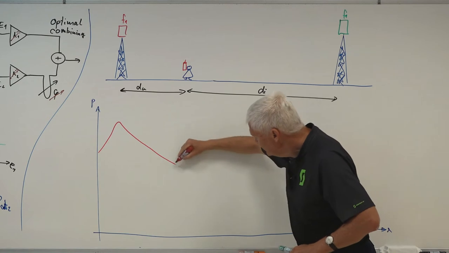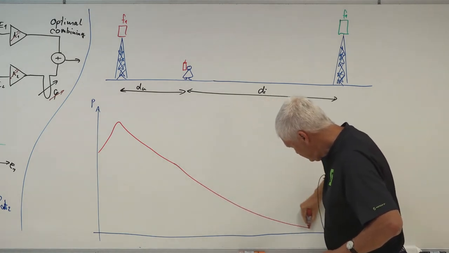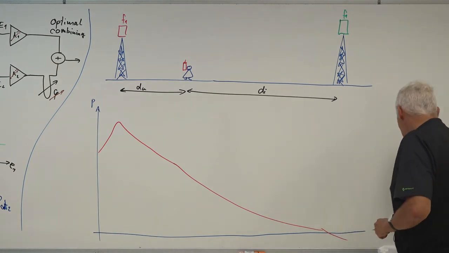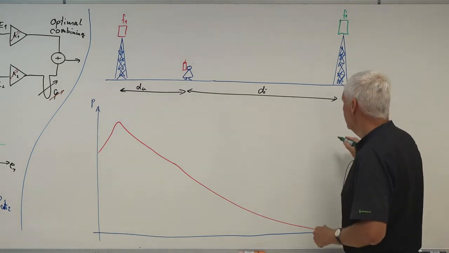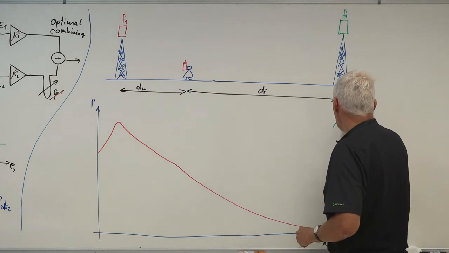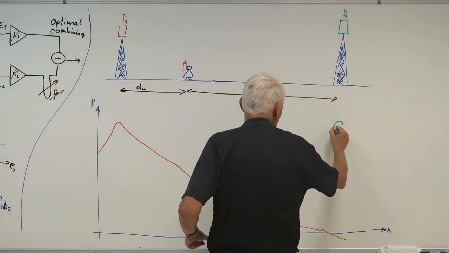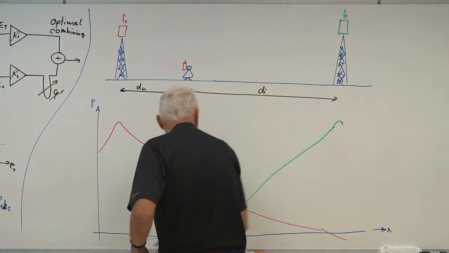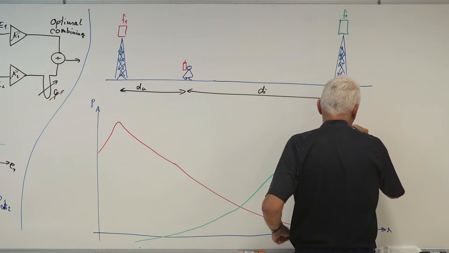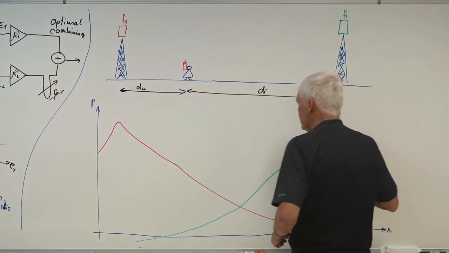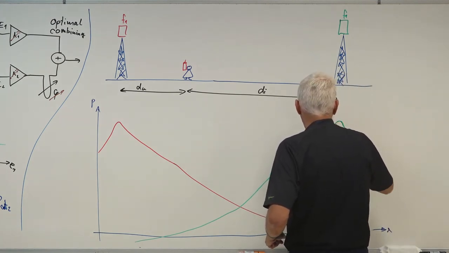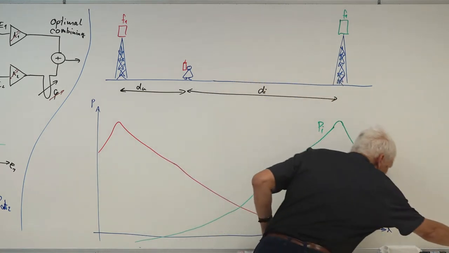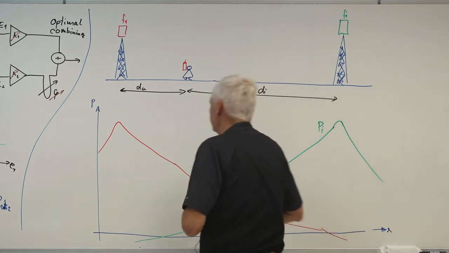Red. The interferer signal has a similar behavior. It's a similar base station with a similar peak and very similar behavior of the signal power here. This is P interference, and this is useful power.